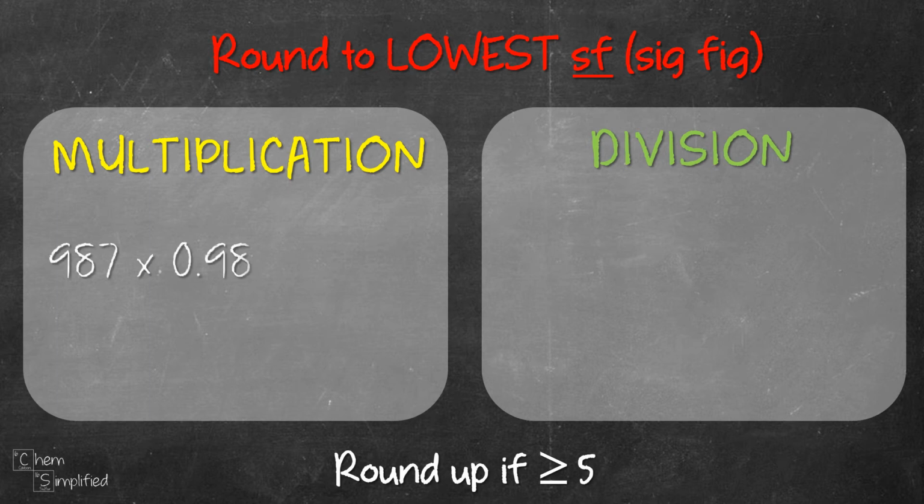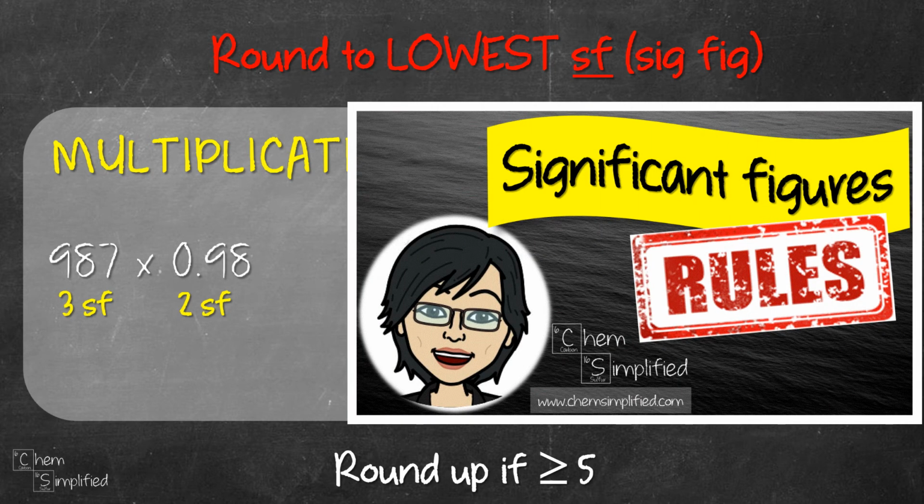Let's look at the first example, 987 times 0.98. Since we need to round off to the lowest Sig Fig, we need to figure out what's the Sig Fig for each of these numbers. 987 has 3 Sig Fig, 0.98 has 2 Sig Fig. If you need a refresher on figuring out Sig Figs, I'll link the intro video in the description box below.